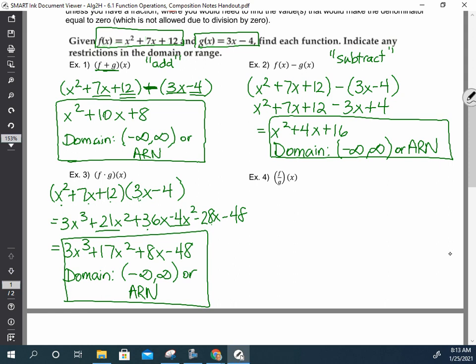Just in case you didn't get the multiplication, x squared times 3x, 7x times 3x, and 12 times 3x. That's where those three came from. X squared times negative 4, 7x times negative 4, and 12 times negative 4. That's where the other three parts came from.